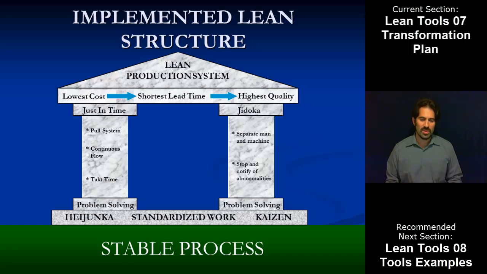We started with a stable process, we incorporated Heijunka thinking, captured our current conditions, standardized work, we were able to plan and execute Kaizen events, supported all of that with our problem solving, then we could build on the elements of just-in-time, pull system, continuous flow. And then also we've been incorporating the ideas of Jidoka along the way, using our Andon system to notify of abnormalities, and designing our processes to maximize our human resource by separating man's work from machine's work, with the ultimate goal of driving towards the lowest cost, shortest lead time, highest quality.